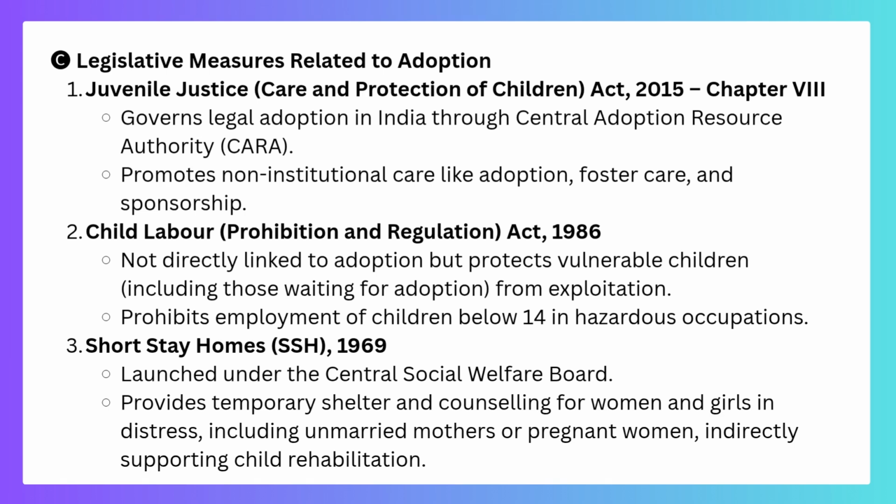Child Labor, Prohibition and Regulation, Act, 1986. Not directly linked to adoption but protects vulnerable children, including those waiting for adoption, from exploitation. Prohibits employment of children below 14 in hazardous occupations.